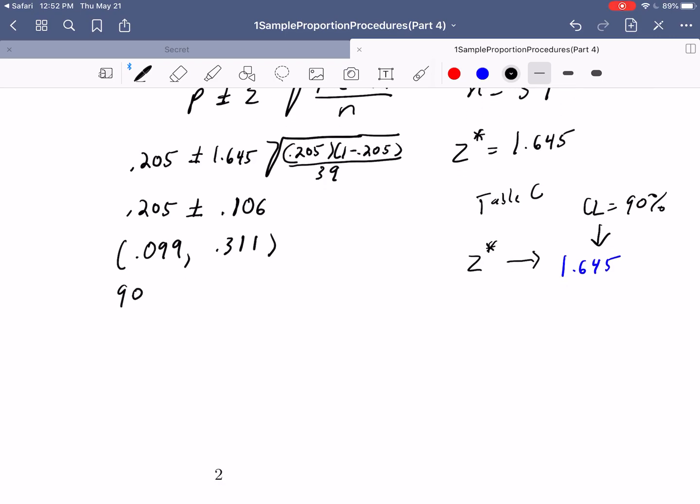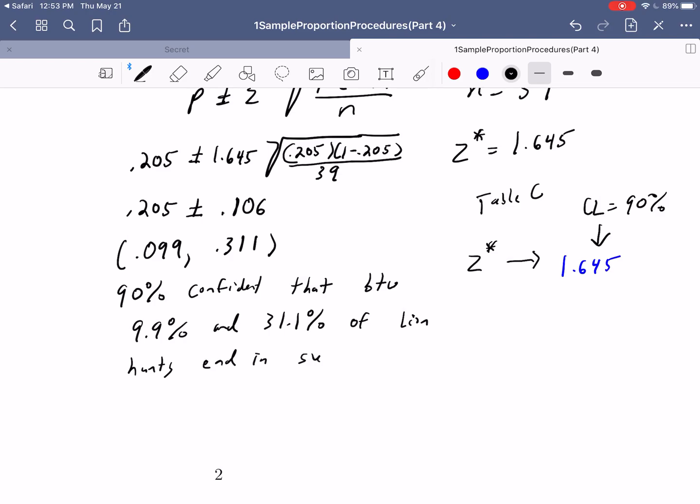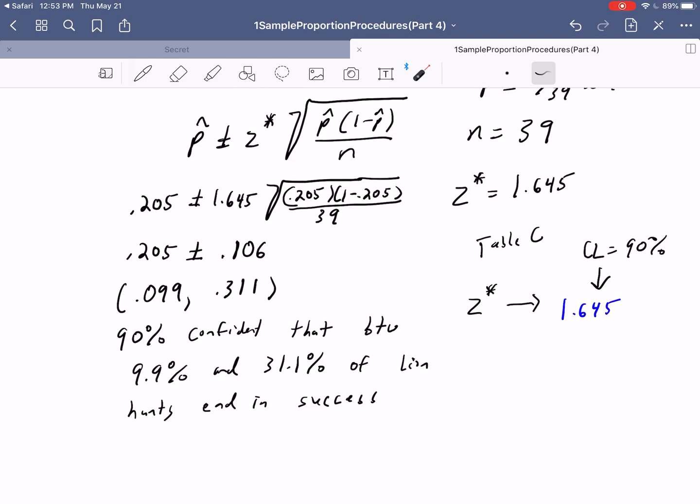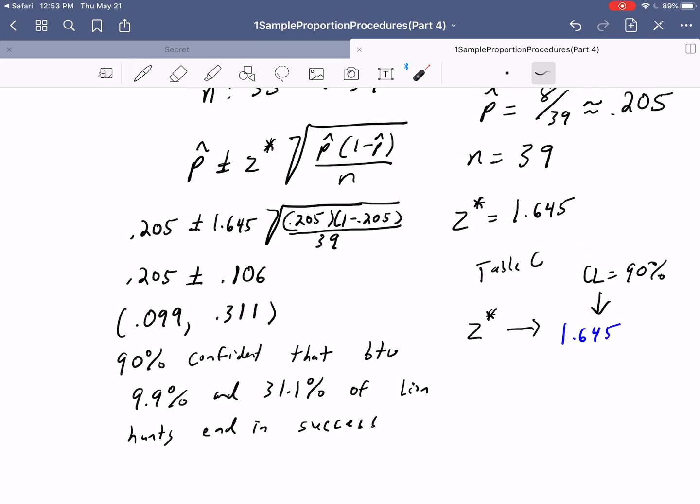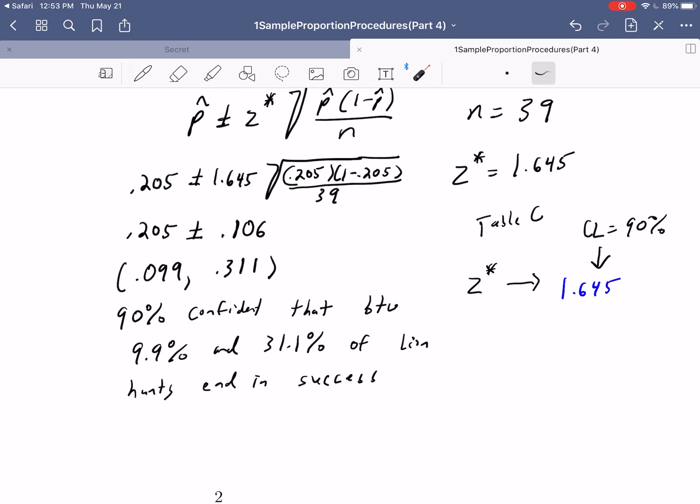So we would say that we are 90% confident that between 9.9% and 31.1% of lion hunts end in success. Even though we were unable to satisfy that third condition with having enough successes and enough failures, we used this modified approach, this plus four confidence interval, to still build an interval that we can trust. 90% confident in this case that between a little under 10% all the way up to about 31% of these lion hunts will end in an actual successful hunt.